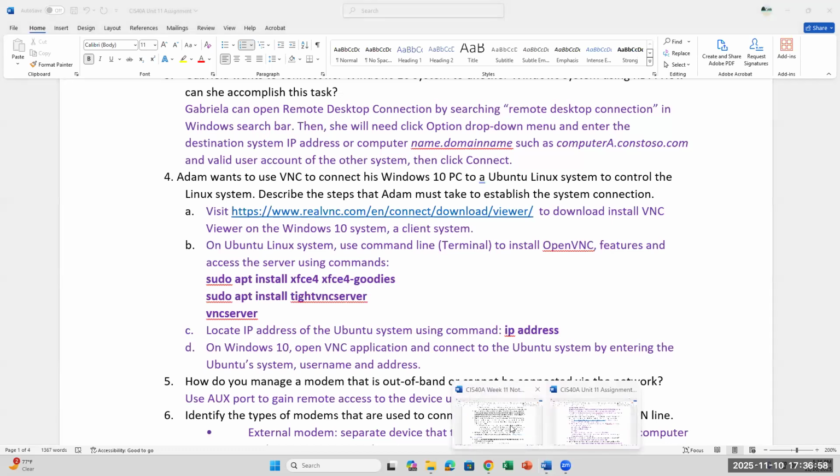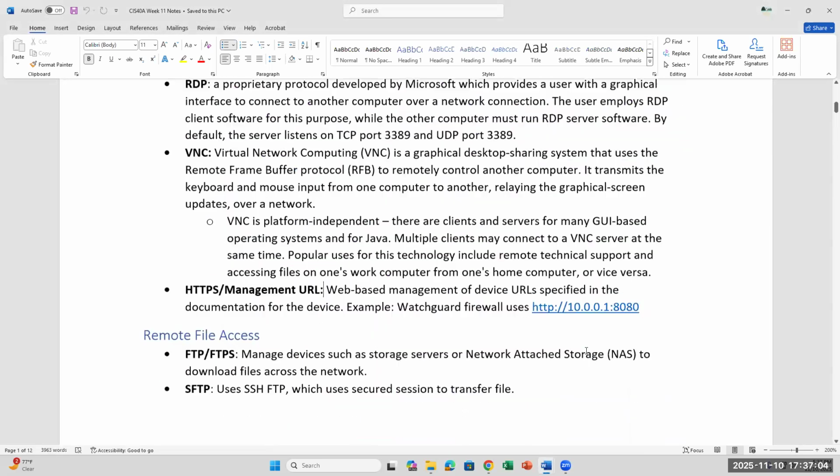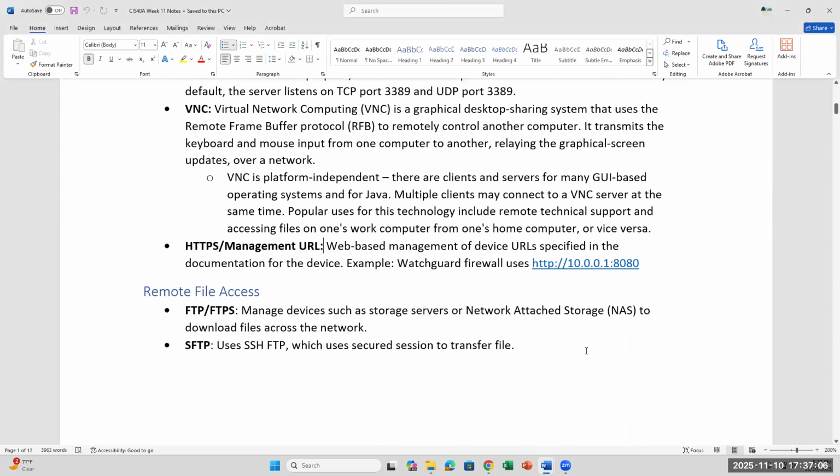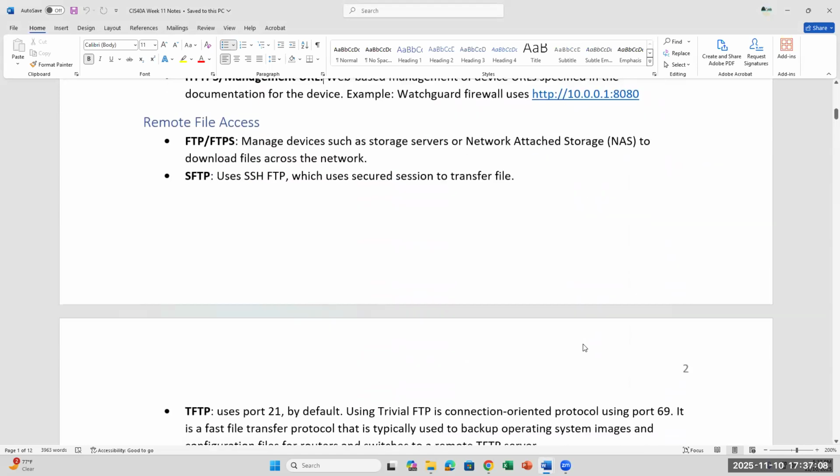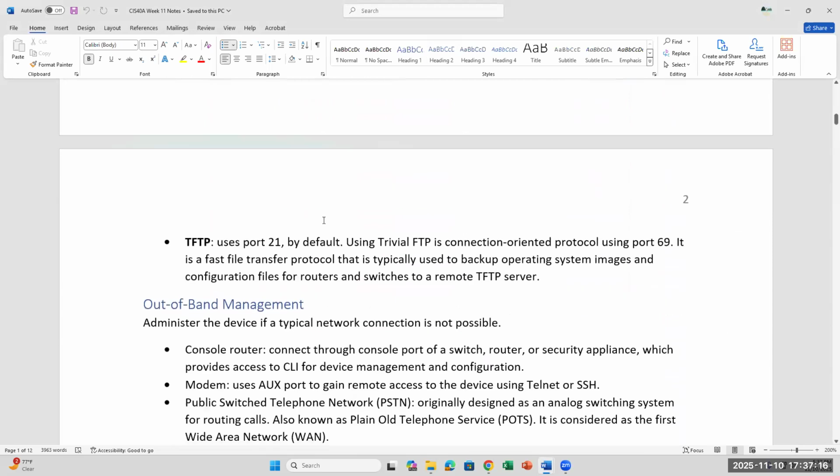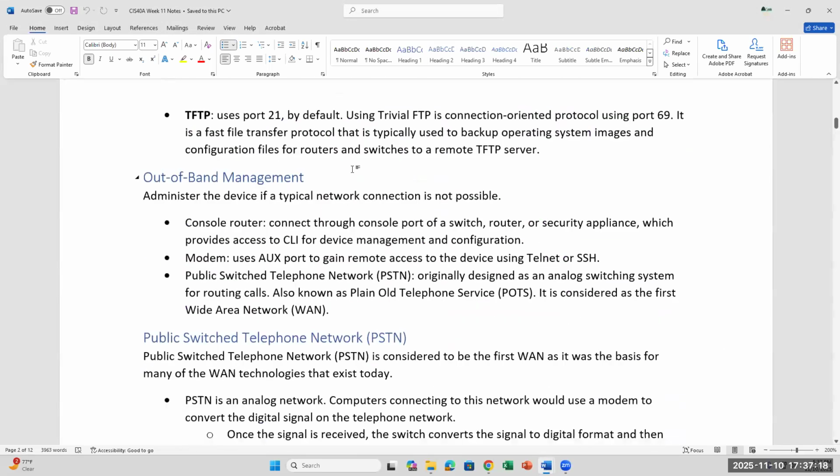So make sure we know the steps, especially if you're testing for an interview or you're going for an interview. They want to know how you will be able to connect, right? So on the notes, it keeps talking about different types of protocol. We talked about FTP, SFTP before, right? File transfer protocol. And then out-of-band management, which brings us to the next question.